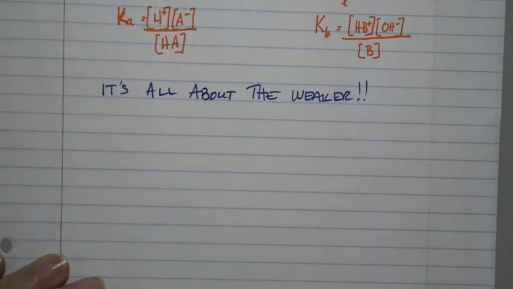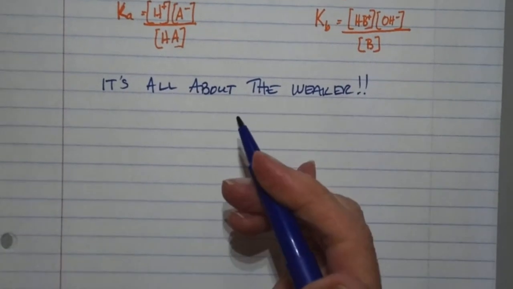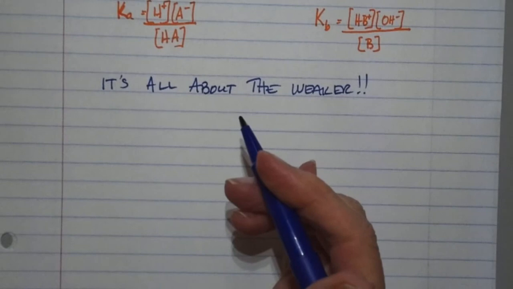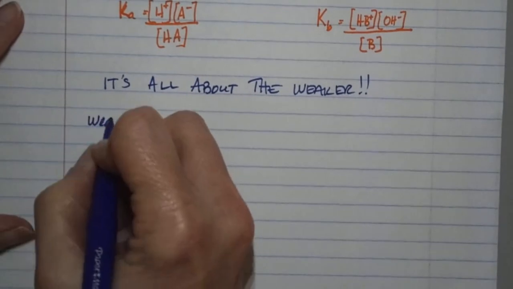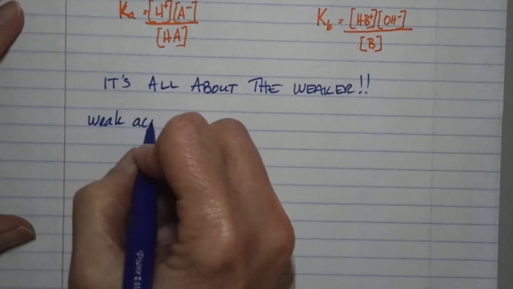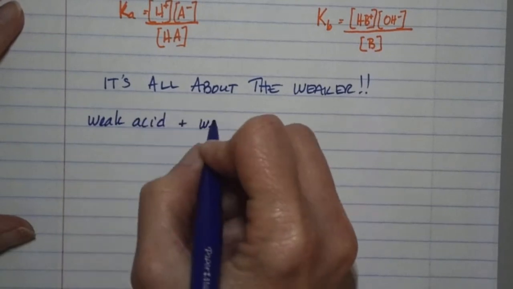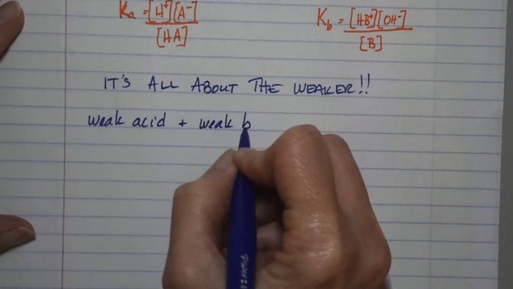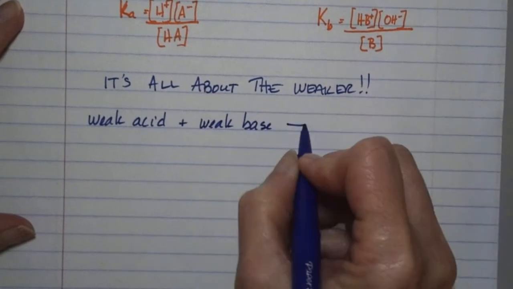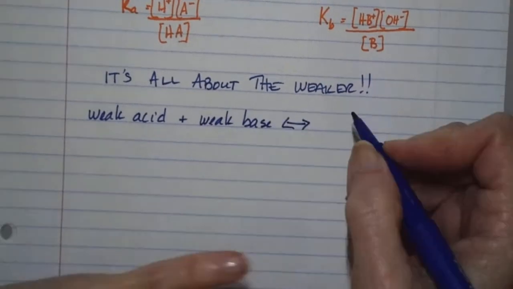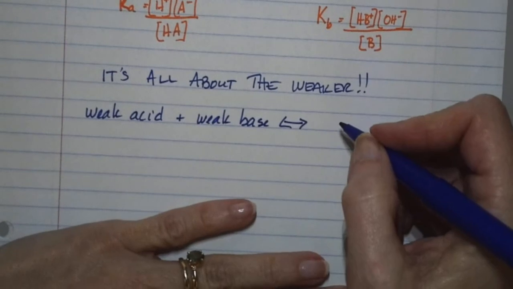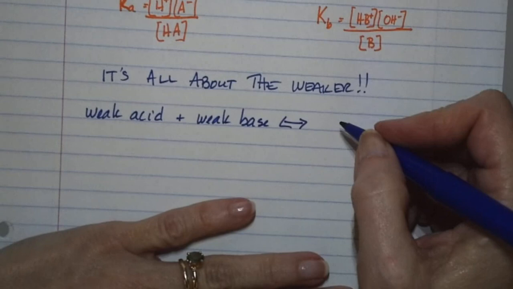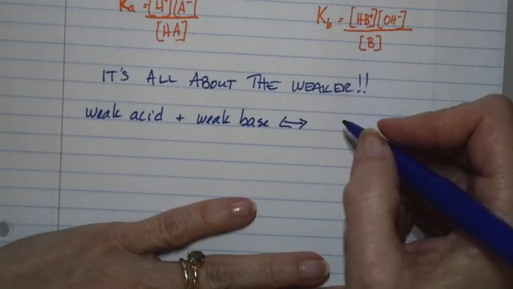So if they combine a weak acid plus a weak base, one of your products is going to be what? Always. You combine an acid and a base, one of the products is always water. Always water. It's always going to be water and some kind of salt.